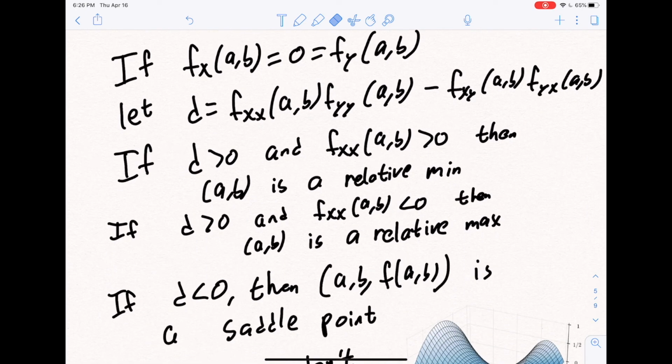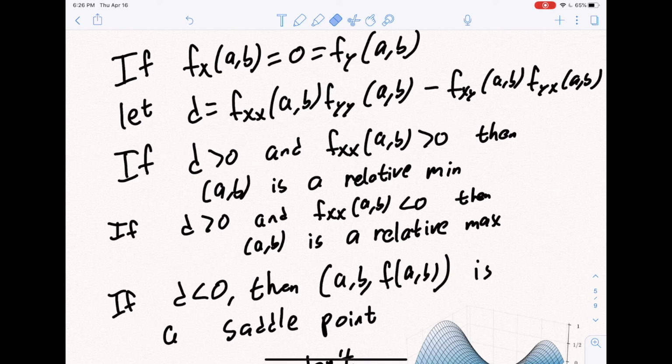If the partial derivative of f with respect to x at the point (a, b) equals 0, and the partial derivative of f with respect to y at the point (a, b) also equals 0, what we do is we let D be the value fxx(a, b) times fyy(a, b) minus fxy(a, b) times fyx(a, b). So you're going to have to calculate all the partials, and we multiply them and add them together in this weird way.